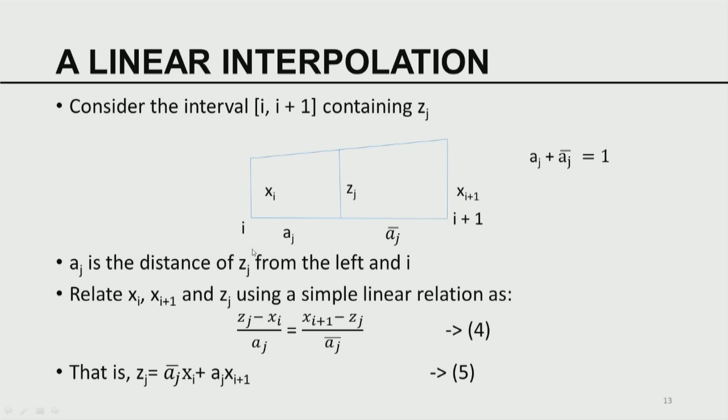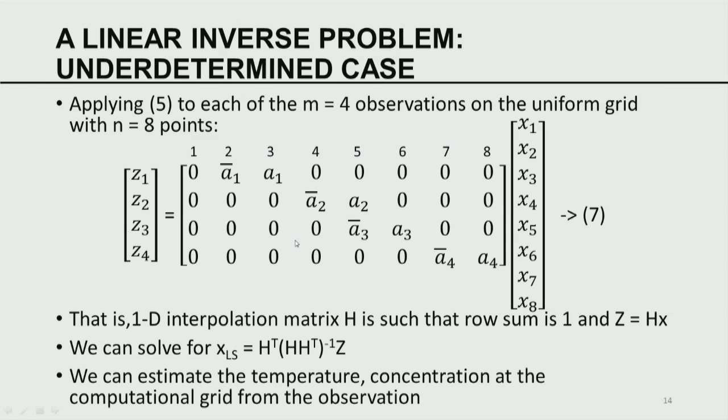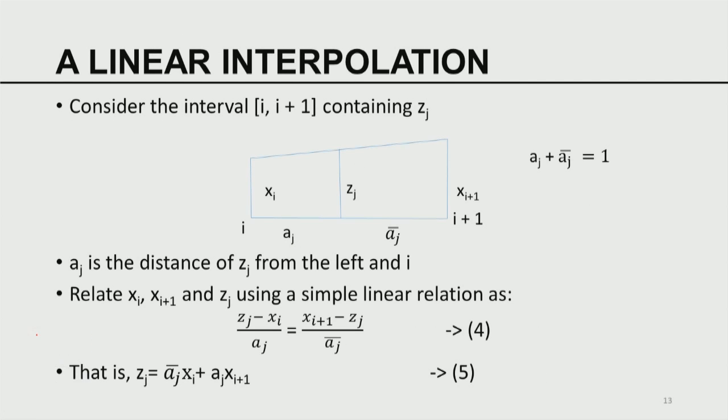So let us consider the ith subinterval, the subinterval i to i plus 1. Let the jth observation be contained in this interval. Let the jth observation be located at a distance aj from the end i. Since the distance between i and i plus 1 is 1, the distance of zj from i plus 1 is aj bar, where aj bar plus aj is 1. So aj bar is 1 minus aj.